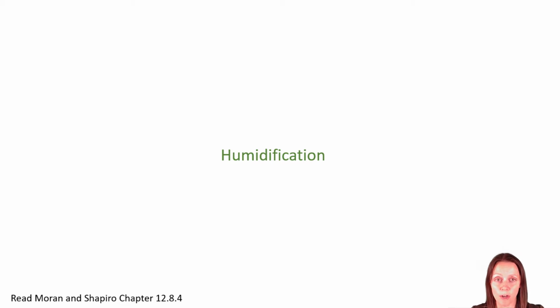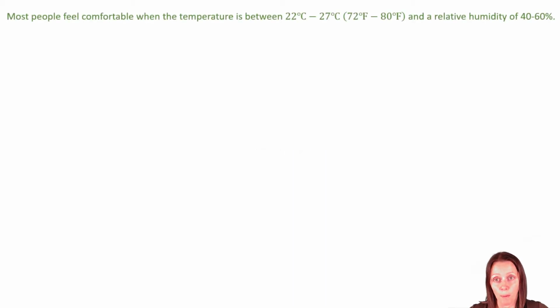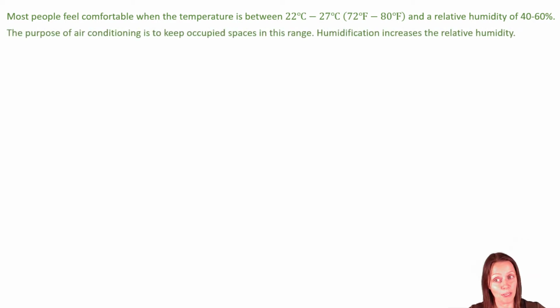In this section we're going to talk about humidification. Now, most people feel very comfortable in a pretty narrow range. We like our temperature to be between 72 and 80 degrees Fahrenheit, and we like our relative humidity to be between 40 and 60%. So air conditioning is the way that we keep ourselves comfortable. We keep our occupied spaces within that range.